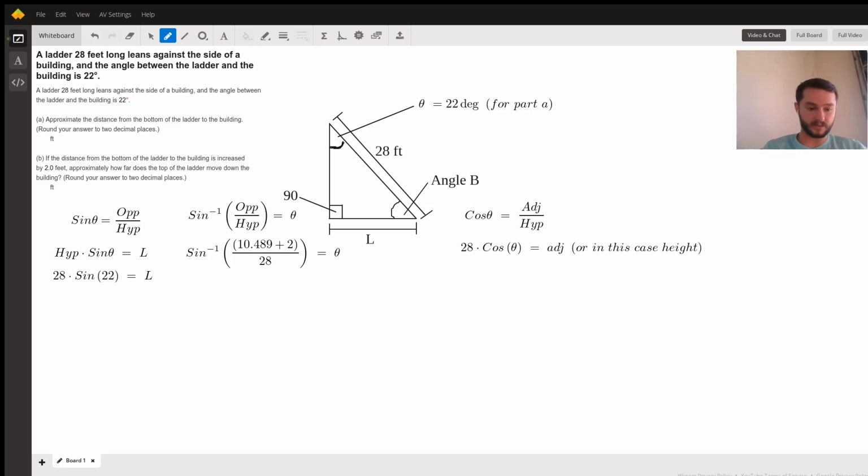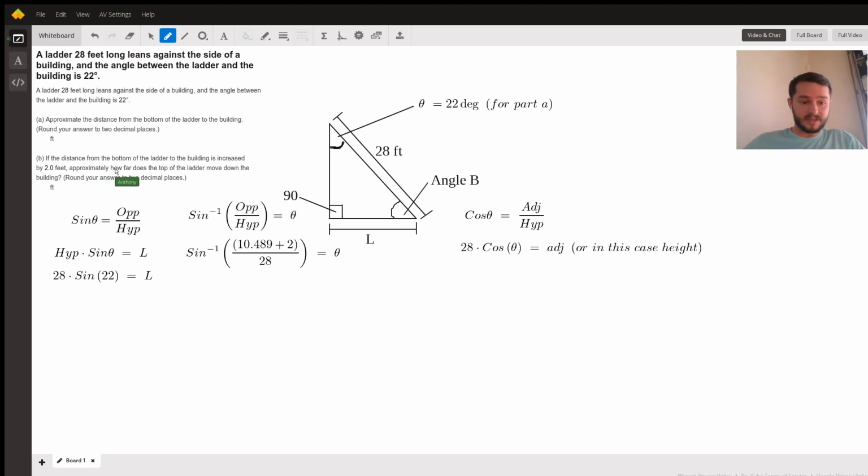Let's do that on our calculators really quick. 28 times sine of 22, and make sure your calculator is in degrees, not radians. And we get our length L to be around 10.489, rounded to 3 significant figures. That's what I do because it's a habit in engineering. And so we will take that value and use that for our second portion of the equation.